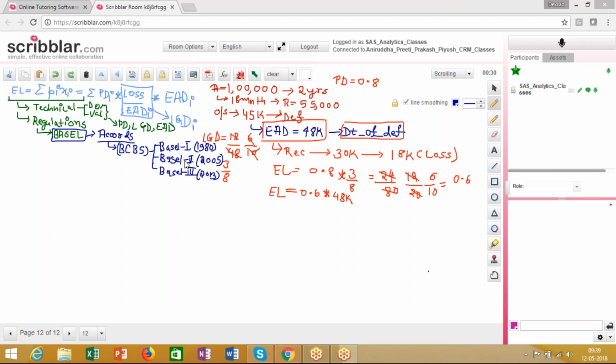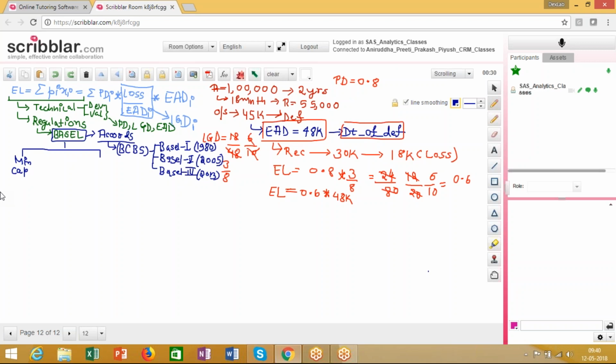So as we start off, talking about Basel. Basel, as a regulation, as an accord, had three major pillars. The first pillar that Basel, as an accord, emphasized was ensuring minimum capital requirements.